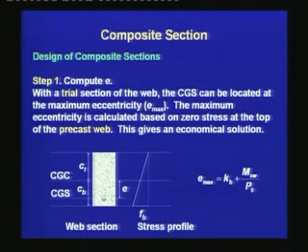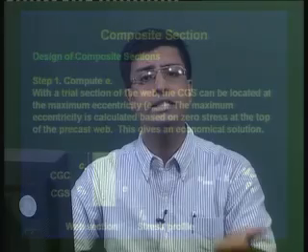Step 1 is that after we have decided upon the type of composite section, we compute the eccentricity e. With the trial section of the web, the CGS can be located at the maximum eccentricity e max. The maximum eccentricity is calculated based on 0 stress at the top of the precast web. This gives an economical solution. That means we are pushing down the CGS as low as possible, satisfying the stress condition of 0 stress at top during transfer.